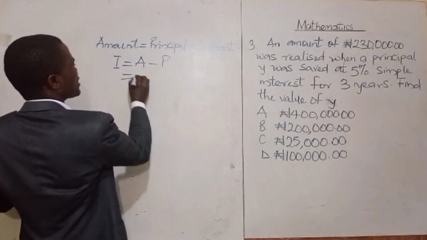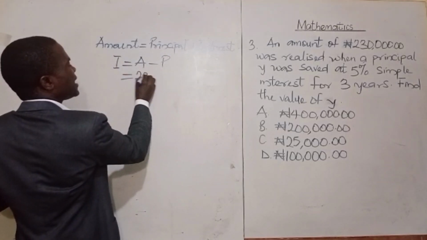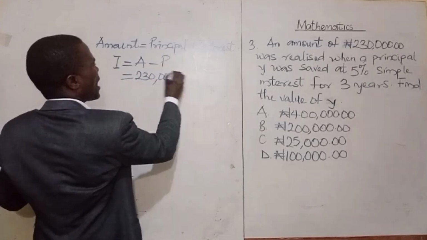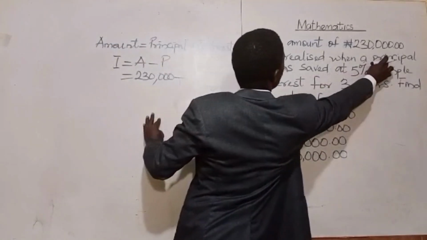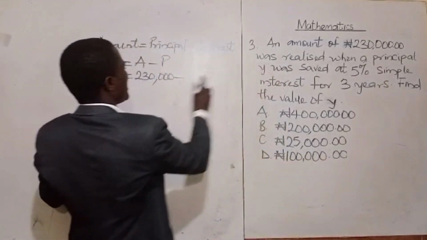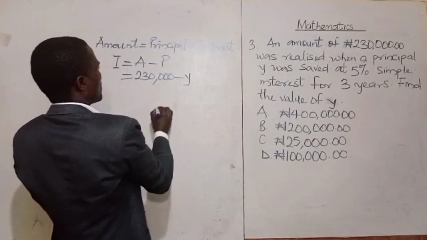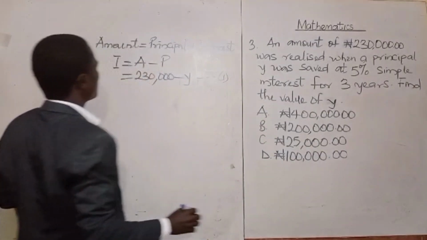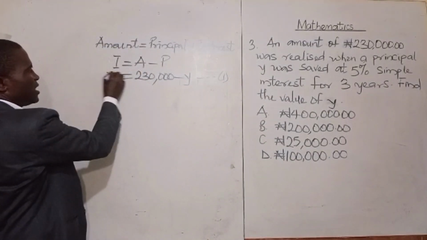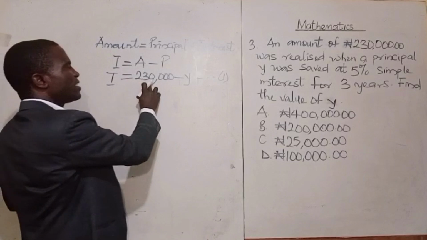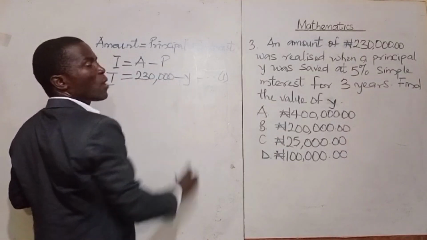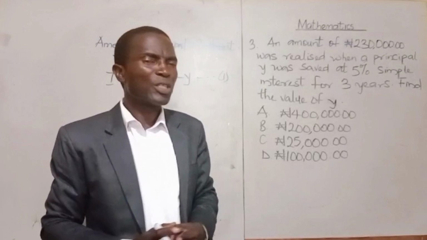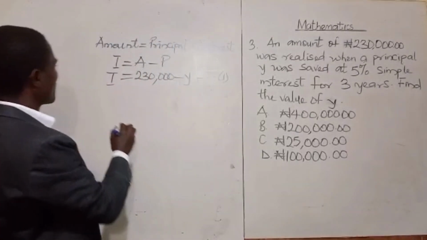And what is the amount? Amount is 230,000 naira. And what is the principal? The principal is used to represent Y. So this one stands for equation 1. So interest is equal to 230,000 minus Y.